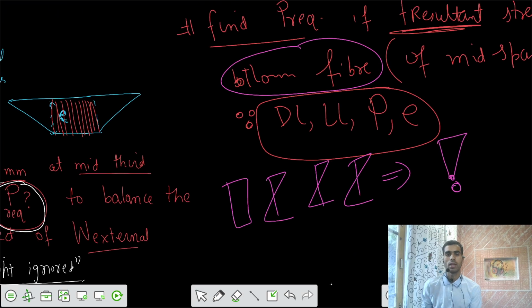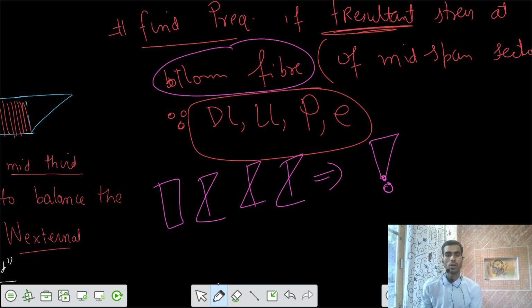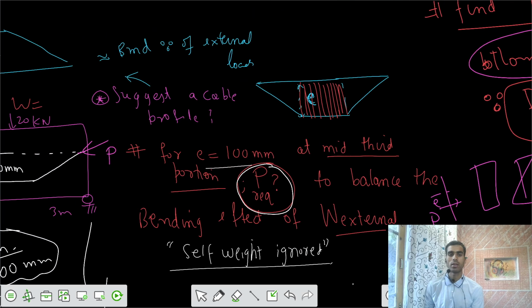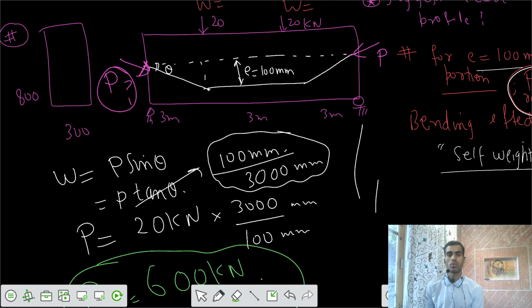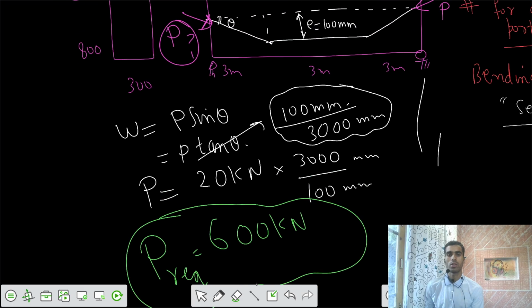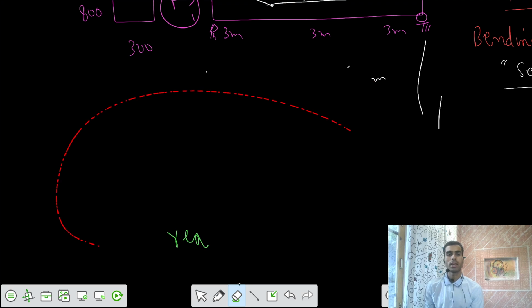So for that case we need to calculate what should be the value of P that is applied on this cross section at some eccentricity at the mid-span section. Once your e is fixed, your e is already known to us, that's 100 millimeters. The profile is in this way, and we have to calculate at the mid-span section of the beam. Your P force was initially 600 kilonewton, and we need to calculate for the second case.